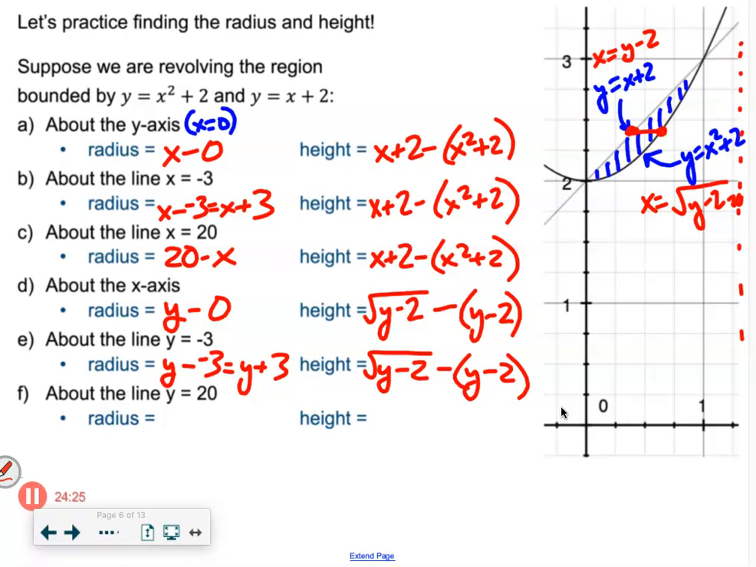Okay, what about if we revolve about the line y equals 20, which is way up through the ceiling? 20 minus y. And then the height would be the same. Okay. Are you ready to put this together? Hang on. People are still writing.